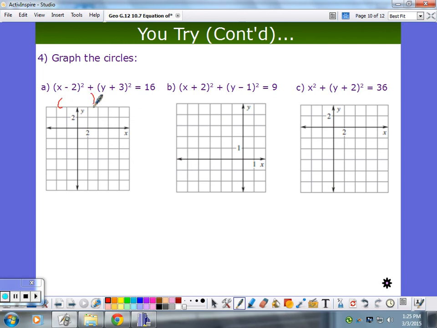Figure out what the center is, and then figure out what R is, graph your center point, and then do however many around it is. Make note of the scales. Just make note of the scales. If you were to do this one, it's 2, negative 3. It's by 2, so 2. Negative 3 is here. R is 4. 2.